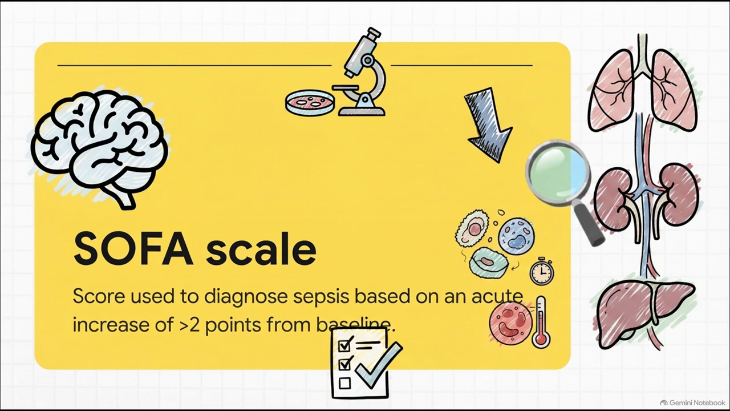Remember, back in 2016, the Surviving Sepsis Campaign and the Third International Consensus totally shifted the landscape. They officially defined sepsis as life-threatening organ dysfunction caused by a dysregulated host response to infection, and they threw out the old SIRS concept entirely. So to definitively prove that life-threatening organ dysfunction actually exists in the chart, we have to use the SOFA scale. It's the definitive standard now.